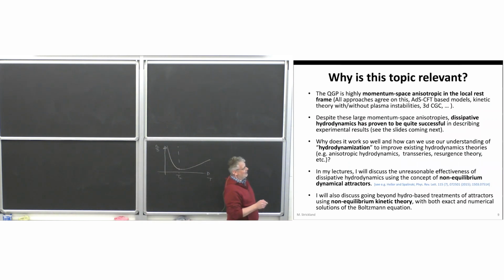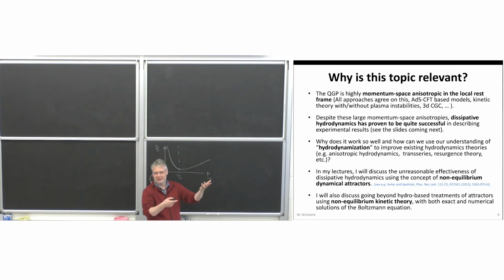So why are you hearing these lectures? Why is this topic relevant at all? I made this point in the introduction that the quark-gluon plasma seems to be highly momentum anisotropic in the local rest frame, particularly at early times. This also happens to be the case on the transverse edges, not in the center of the collision, but as you move towards the dilute regions, because there you might only have one or two nucleons colliding with one another. There's no way you're generating a quark-gluon plasma on the edge. It's only in the center-most hot region.